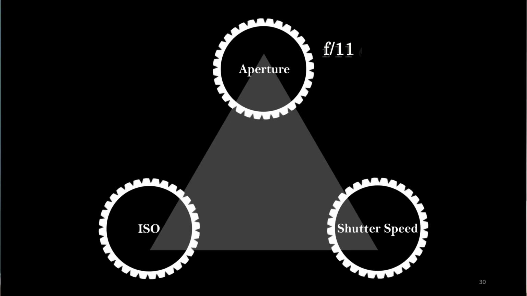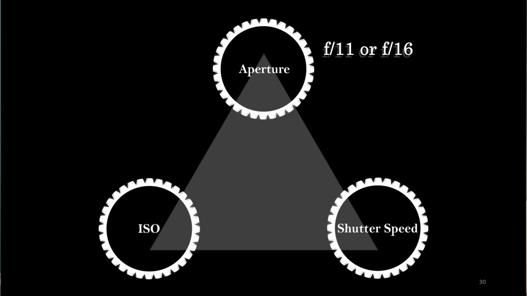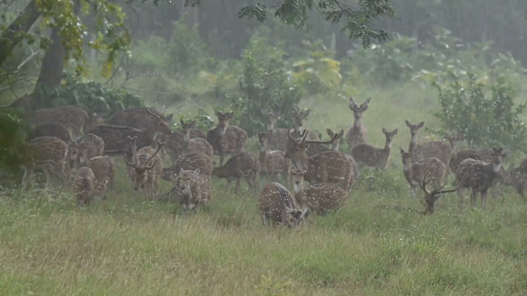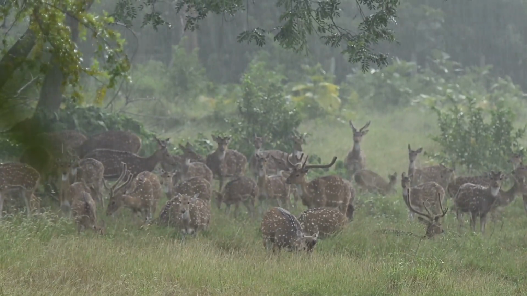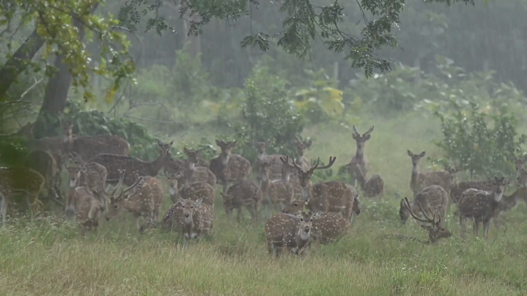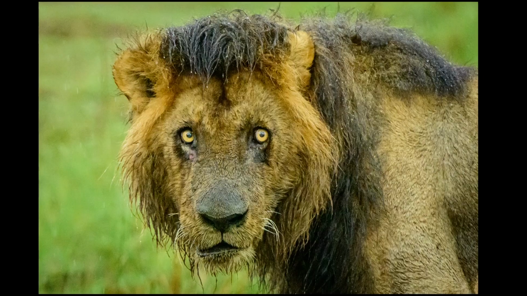In exposure parameters, because raindrops are random, keep your aperture at f11 or f16 so that you increase the zone of sharpness or depth of field. But if there is heavy rain, then you may keep your aperture at f5.6 or up to f8.